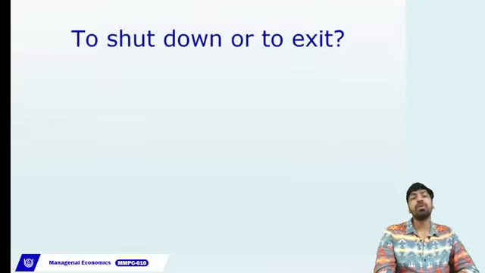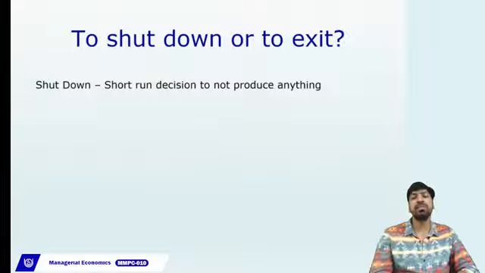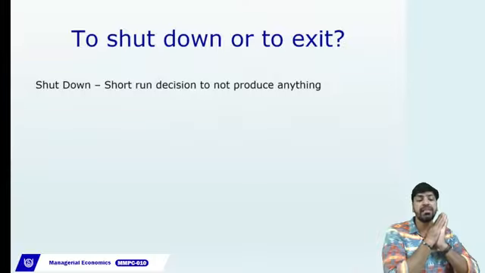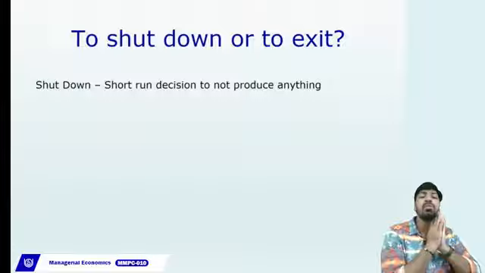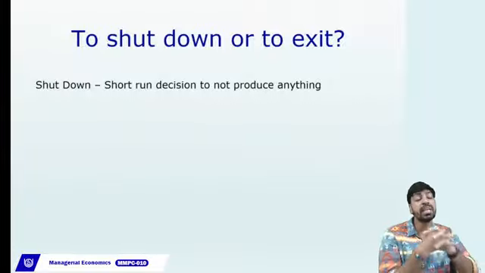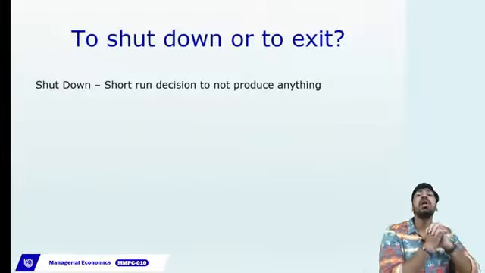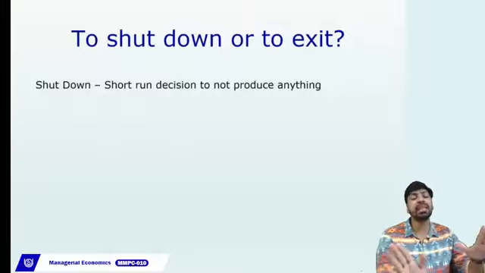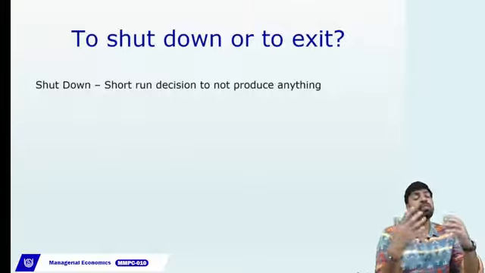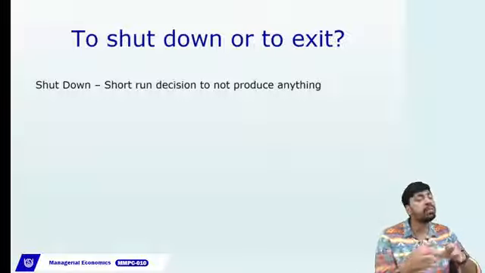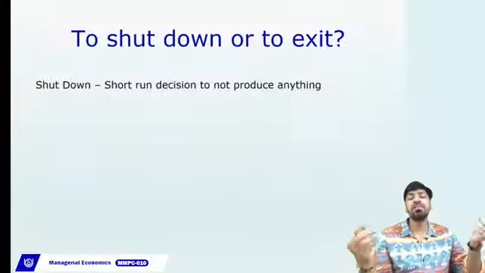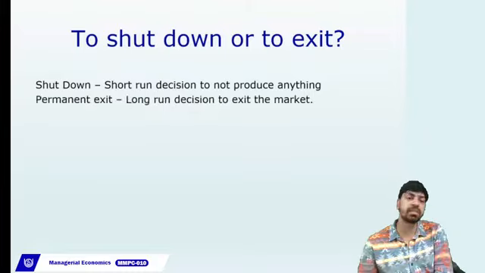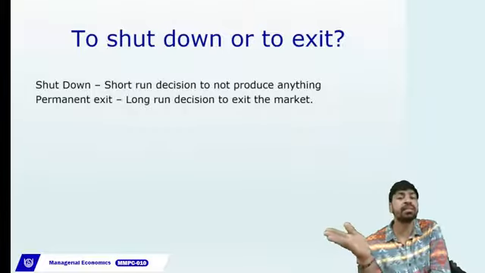To shut down or to exit. So this is the scenario that if a particular firm has to shut down, he or she has to take a short-term decision not to produce anything. That means for a while, if you want to shut down the firm, there's no use to produce anything. So ultimately you just shut down the production of goods and services. Permanent exit means it's a long-term decision to exit the market.